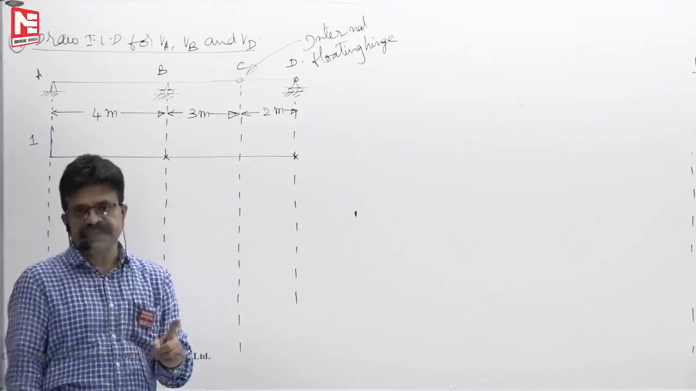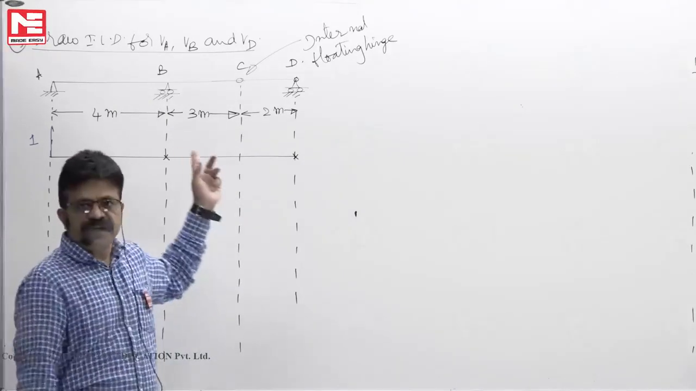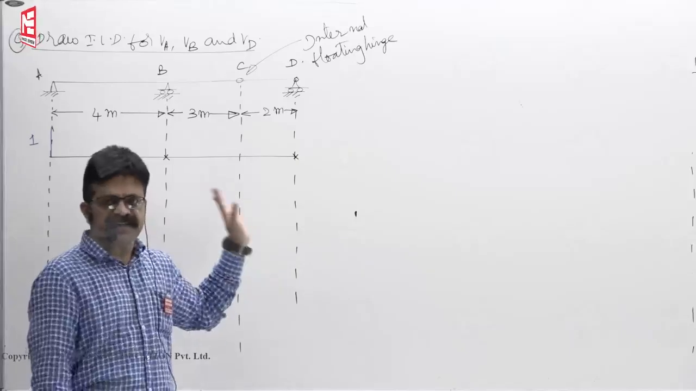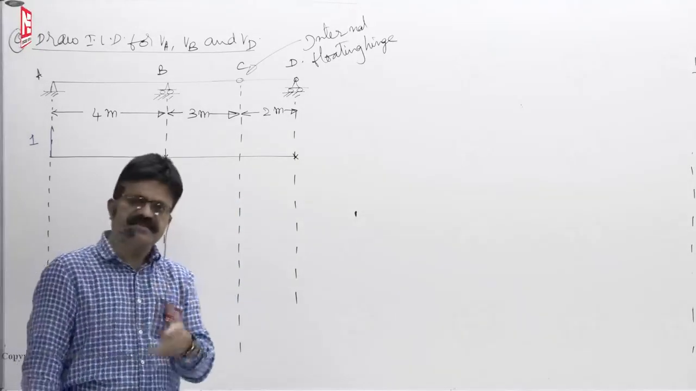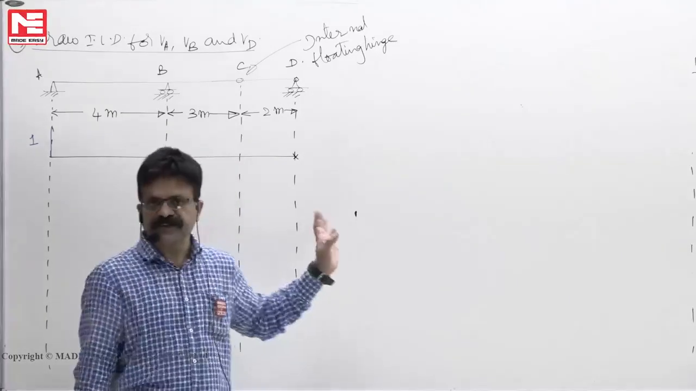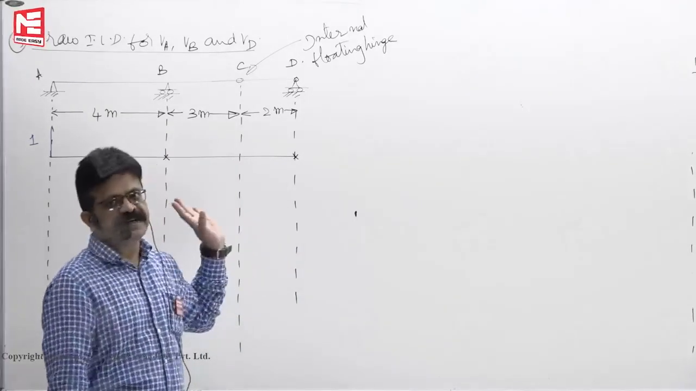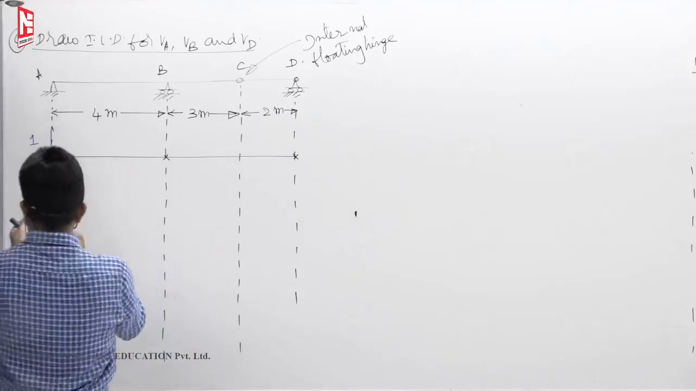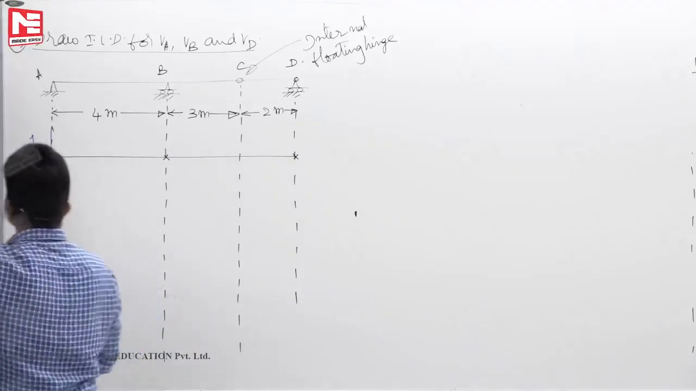So, in a statically determinate structure, ILDs for reaction or shear force or bending moment are always straight lines. For that matter, any statically determinate structure you take, whatever quantity you draw for the force quantities, it will be a straight line only. Okay, so you have to visualize like this.